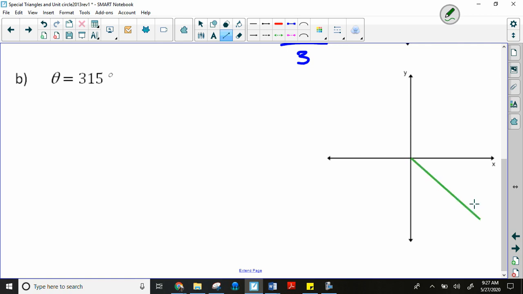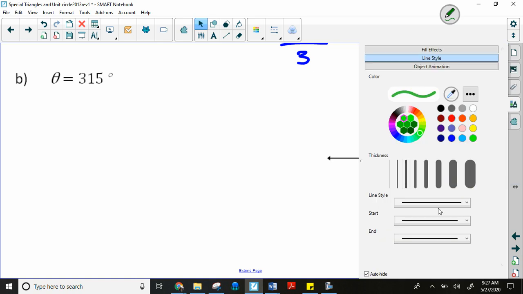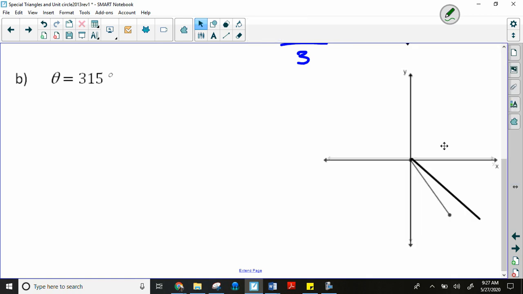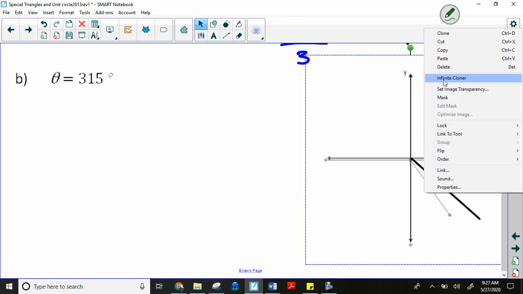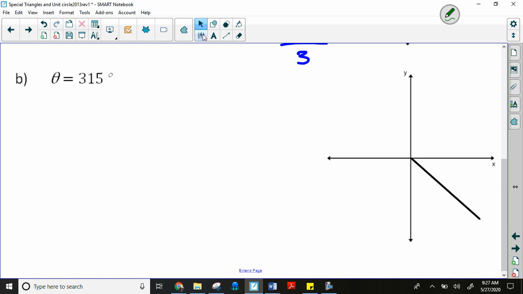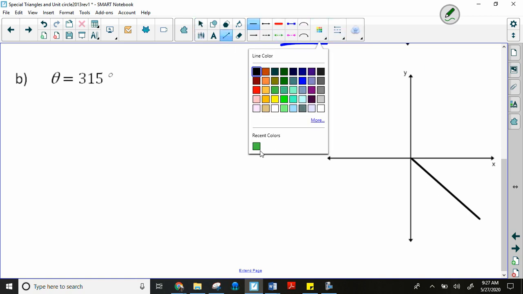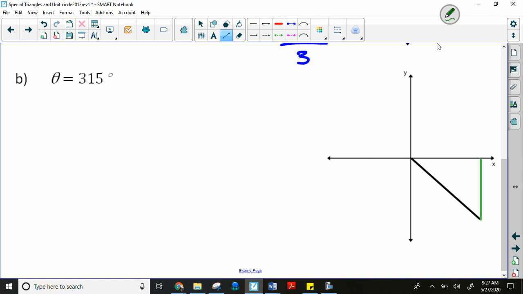Oh, I want that to be black. I want that to be black. And then I want my other one to be green. Oh, delete. Let's do this one now. Let's do green. Yeah, that's gorgeous. Boom. Okay.